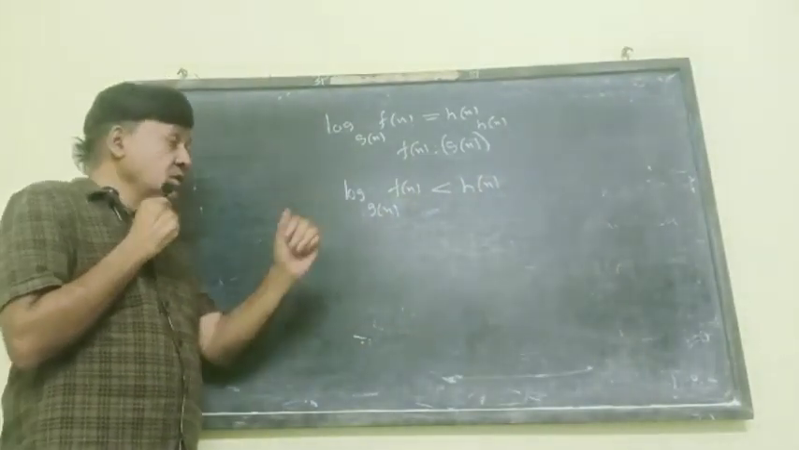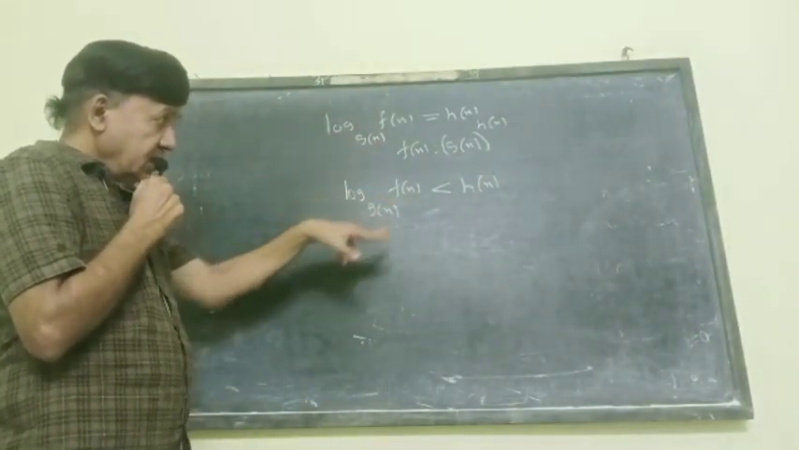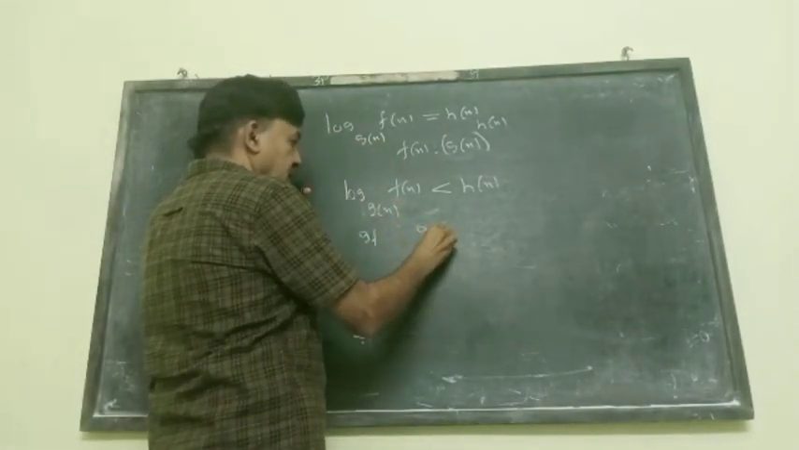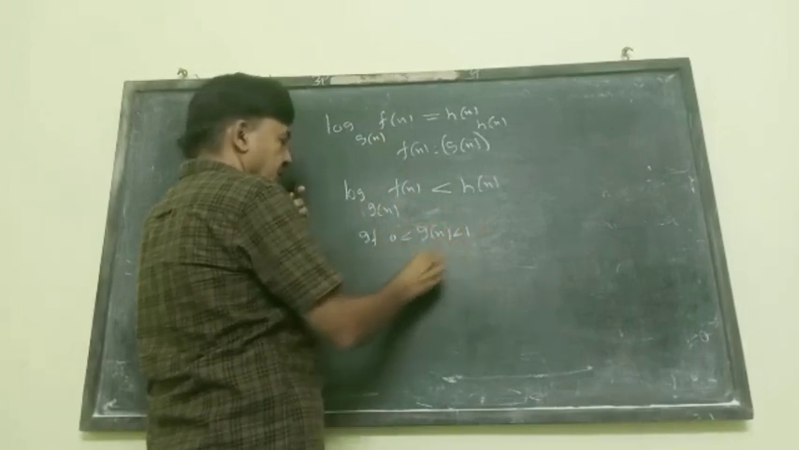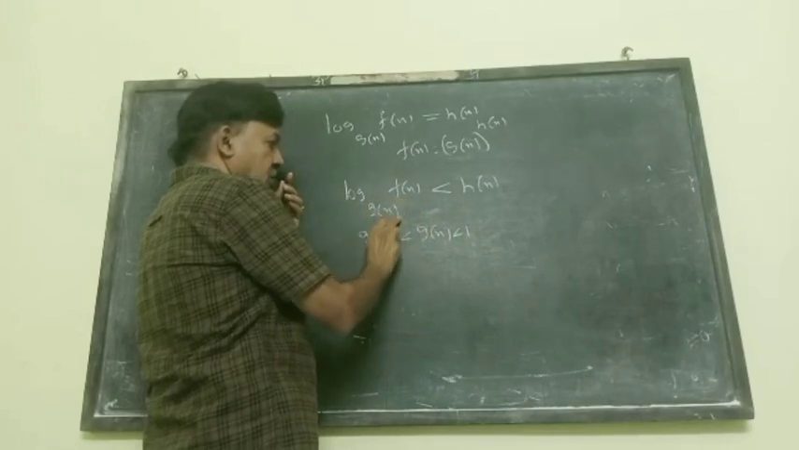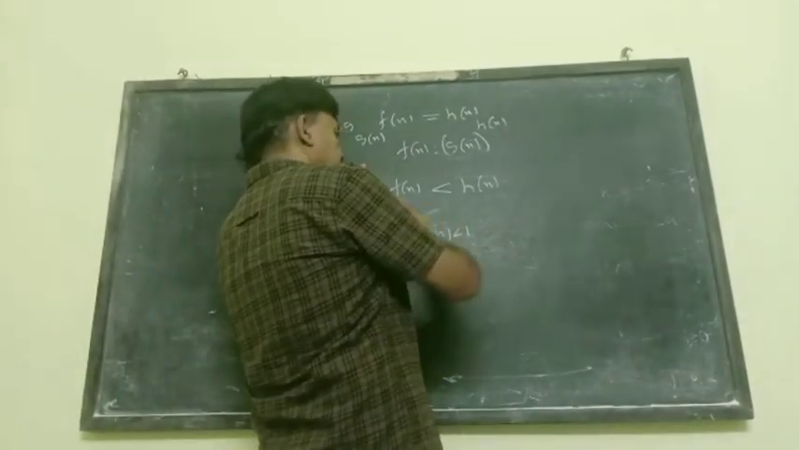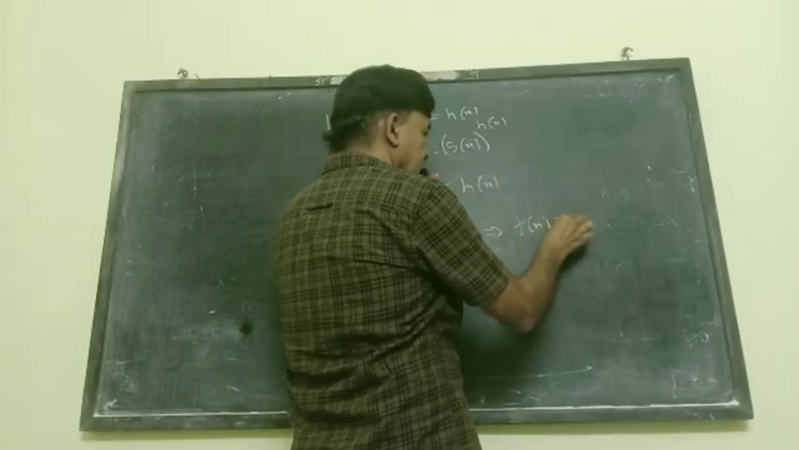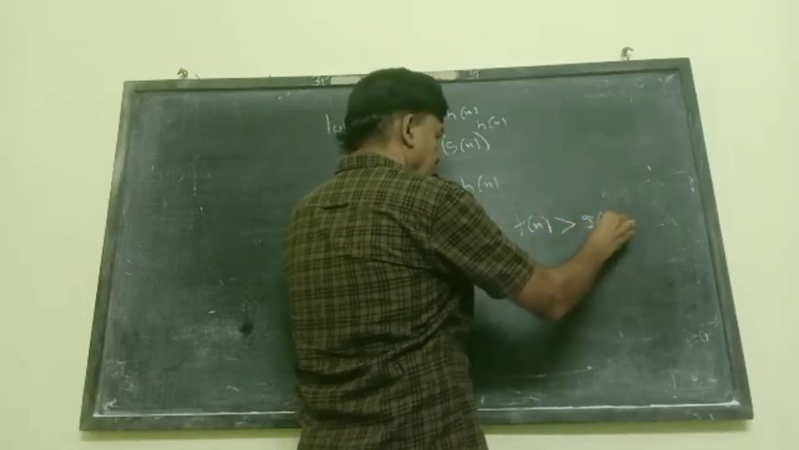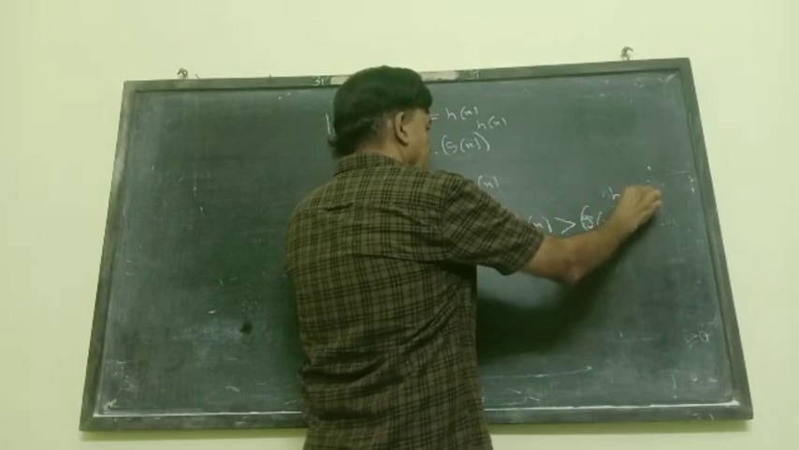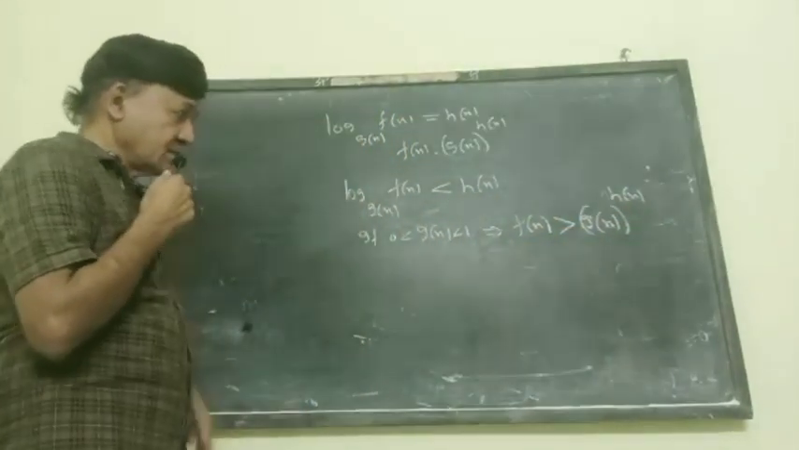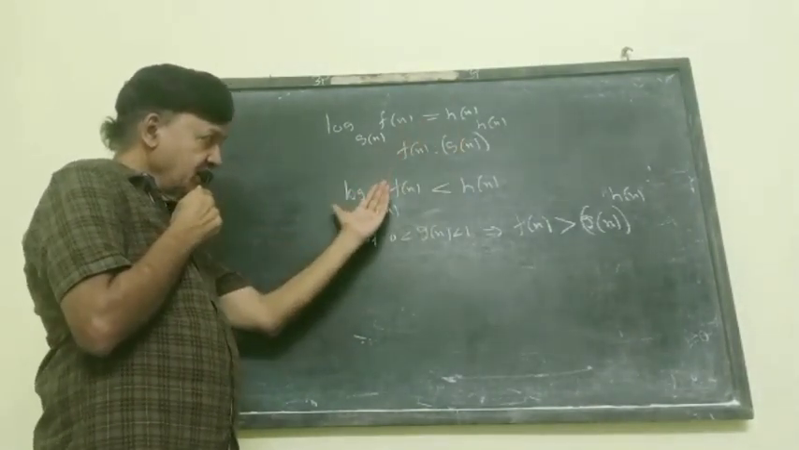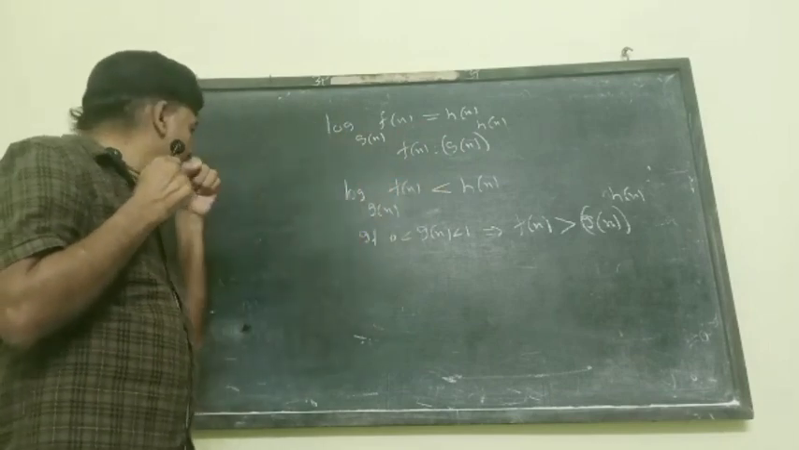Here you should be careful. If you want to remove log like this here, you have to watch the base. If g of x lies between 0 to 1, so if base is a proper fraction, then send g of x to this side. Implies f of x is greater than g of x whole power h of x. So if base is a proper fraction, if you remove log, send g of x to this side, you have to reverse the inequality.